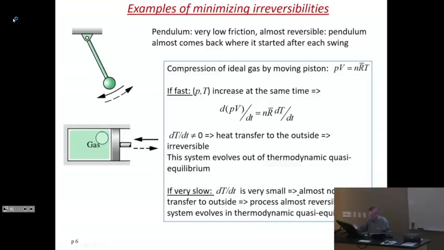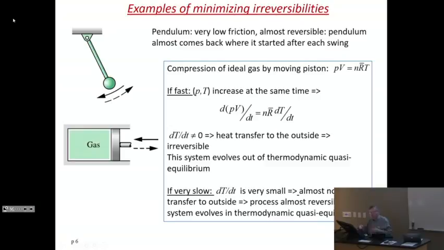So in other words, you're going to heat this gas, and since you will have losses, that heat will dissipate to the outside air. So a high dT/dt means that the heat transfer to the outside is high, which means that the system is irreversible, because the heat you have lost to the outside you cannot get back. That was the second principle. That is what we say is a system that evolves outside thermodynamic quasi-equilibrium.